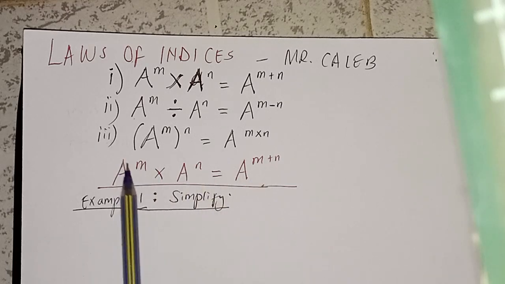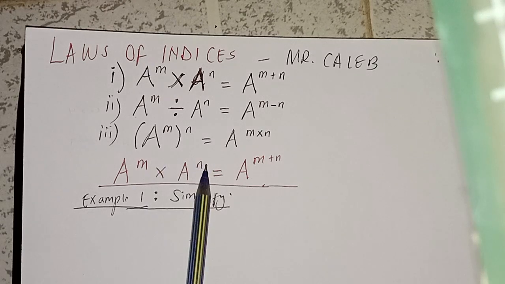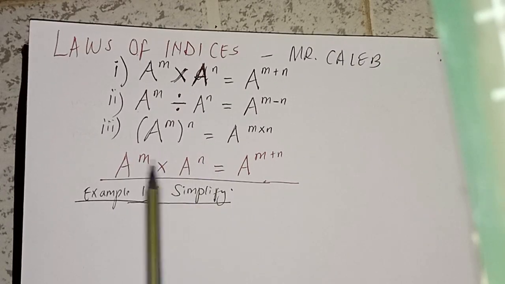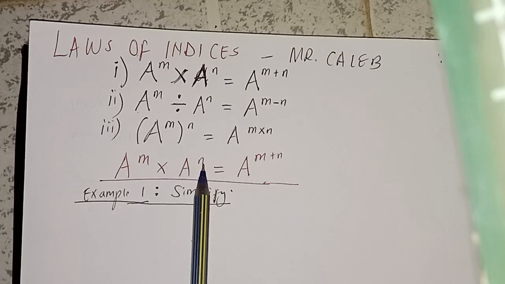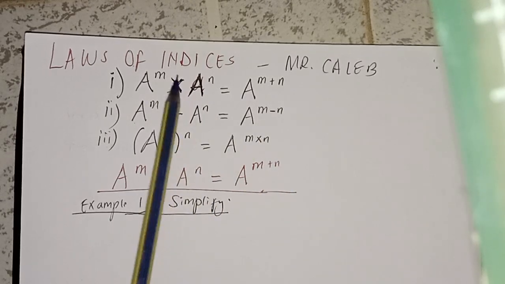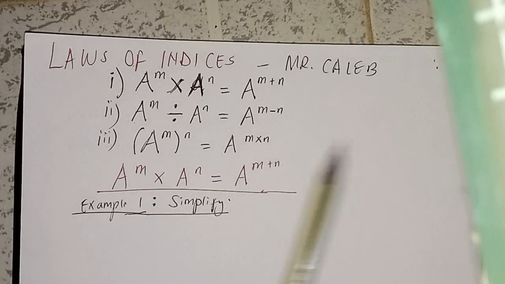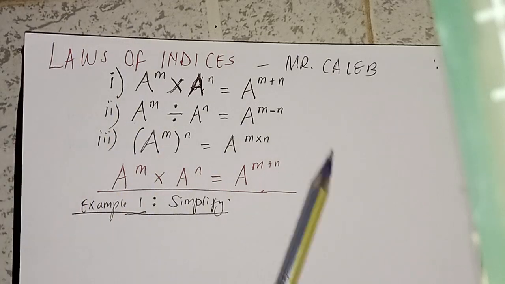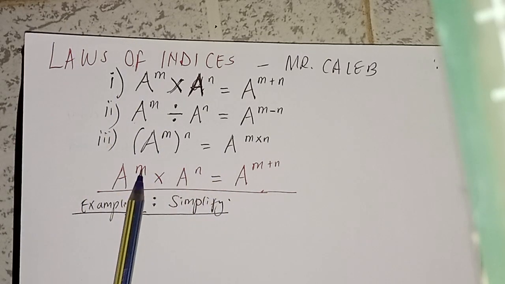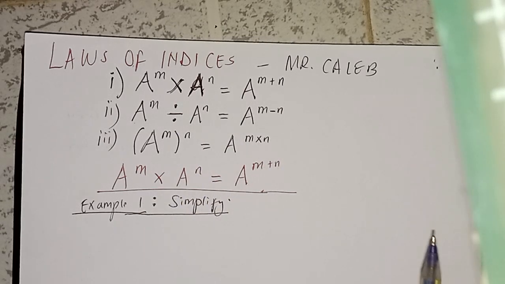But before that, what do we call this m and n? We call them powers. We know them, right? But also m and n, we refer to them as indices. That is where the name is coming from here. Indices, that is when there are many powers. But when it is one power, we call it an index. So we can refer to m and n as indices or as powers.